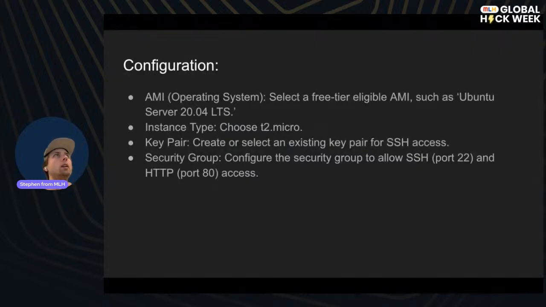We selected a free tier operating system. We selected Ubuntu specifically, just like they suggested we do in the form as we went through AWS. We did a T2 micro instance, so it gave us just one virtual CPU and 1 GB of RAM, but that's okay, that was enough. And we created a key pair.